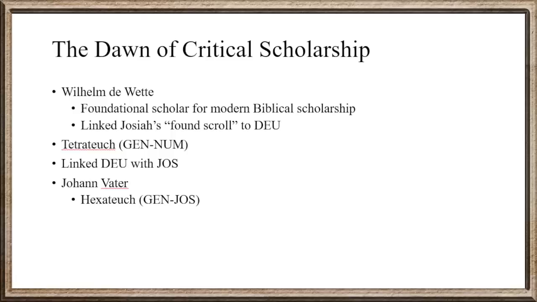So, the dawn of critical scholarship. In the 19th century, we see the groundbreaking work of Wilhelm de Wette. His work was actually a precursor to Wellhausen's documentary hypothesis, otherwise known as JEDP. A lot of people like to think of Wellhausen as the father of modern biblical scholarship, but it was actually this guy. He was the first modern scholar to link the scroll found in Josiah's time to the text of Deuteronomy. He does it in a footnote, by the way.